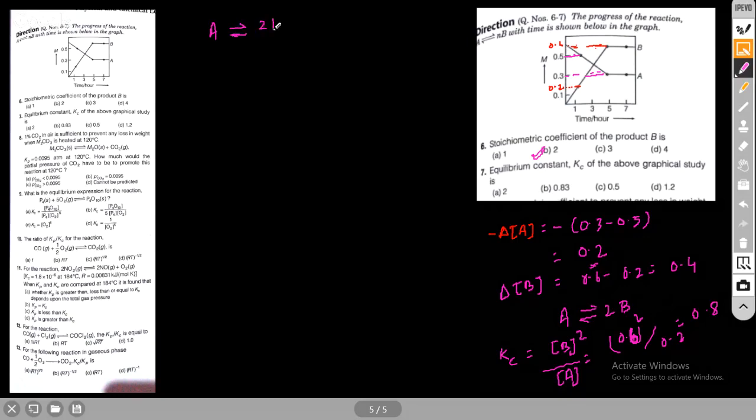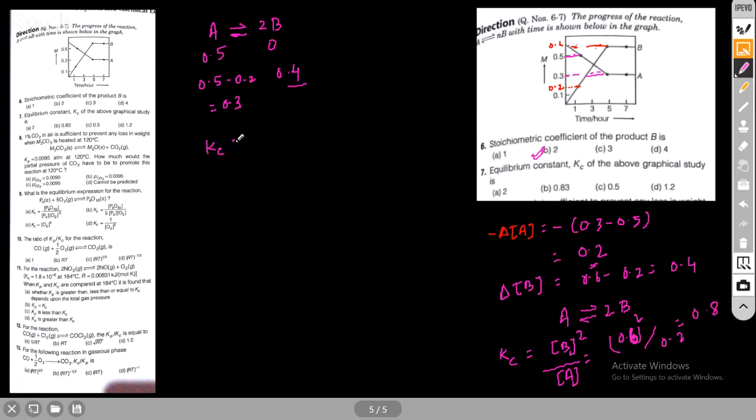A gives 2B. It is 0.5 minus 0.2, which gives you 0.3, the concentration we have here. And this gives you 2 into 0.2, 0.4.